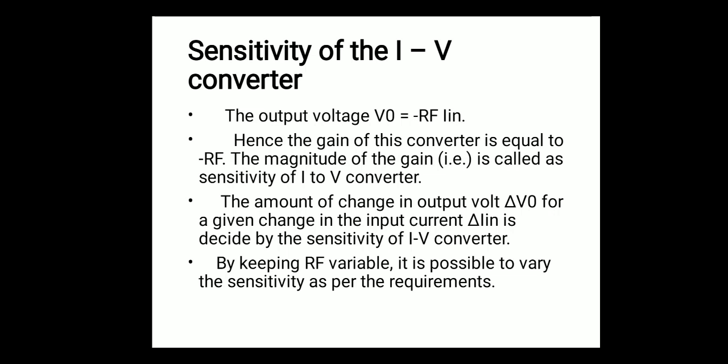The negative input terminal is at virtual ground, so we get the negative sign. Hence the gain of this converter is equal to minus RF. The magnitude of the gain is also called the sensitivity of the IV converter. Here the current to voltage converter is also called a transresistance amplifier.